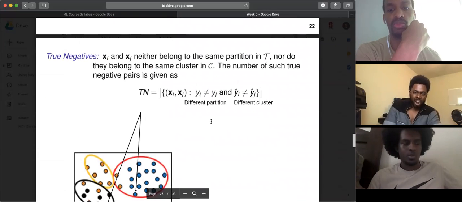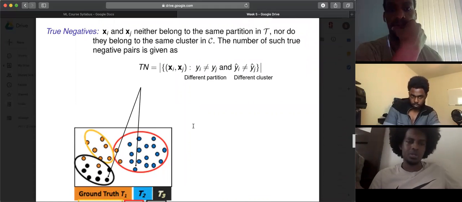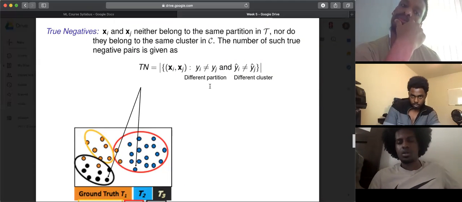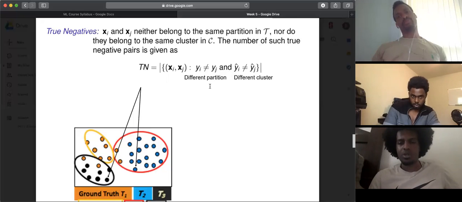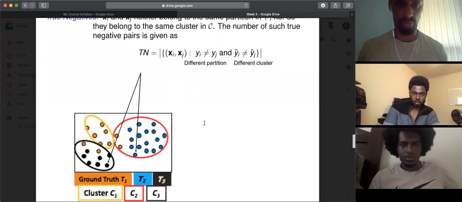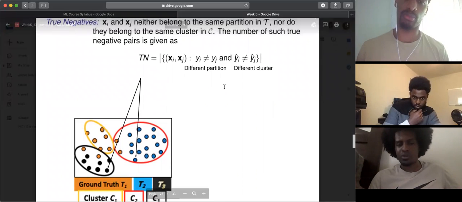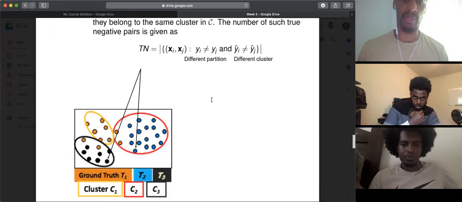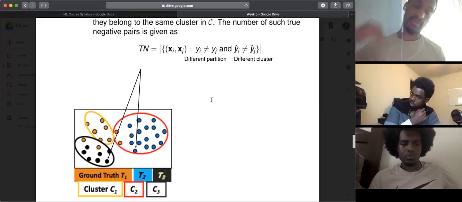Okay. Next, we've got true negatives. True negatives are basically where they don't belong to the same ground truth partition, and they also do not belong to the same cluster. So this is where you predict something to be false, and it is actually false. It seems like your cluster borders are going to be among pairs that are either false negatives or true negatives.